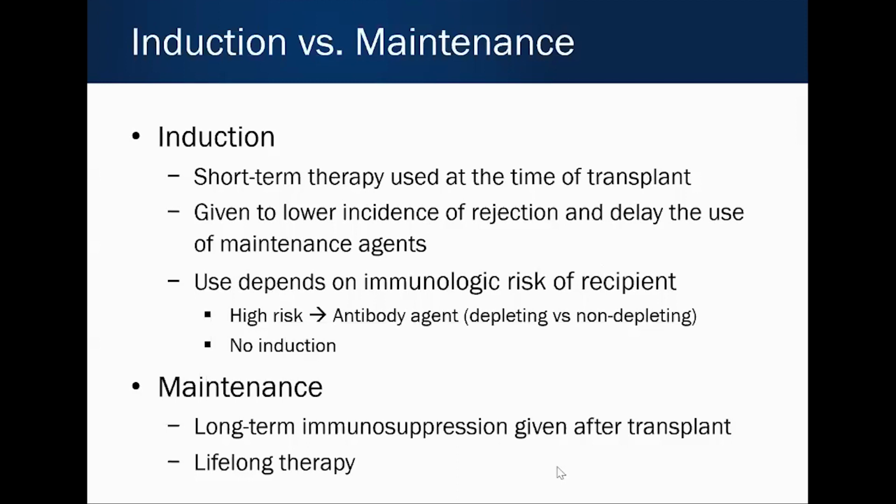And then the use really depends on several factors. It depends on the immunologic risk of a patient. So the higher that risk that patient is, say the higher their PRA is, we may consider a different induction therapy than those patients with a 0% or low PRA. Induction therapies will also vary across the different organ types. And then there is always the option of no induction.